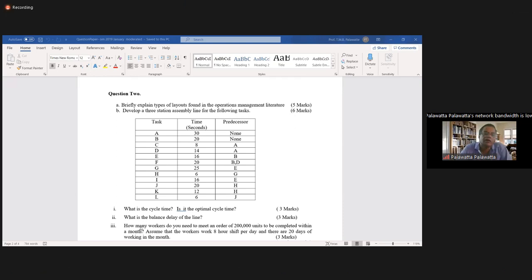And then we are asking how many workers we need to meet an order of 200,000 units to be completed within a month. Assume that the workers work an 8-hour shift per day and there are 20 working days in the month.